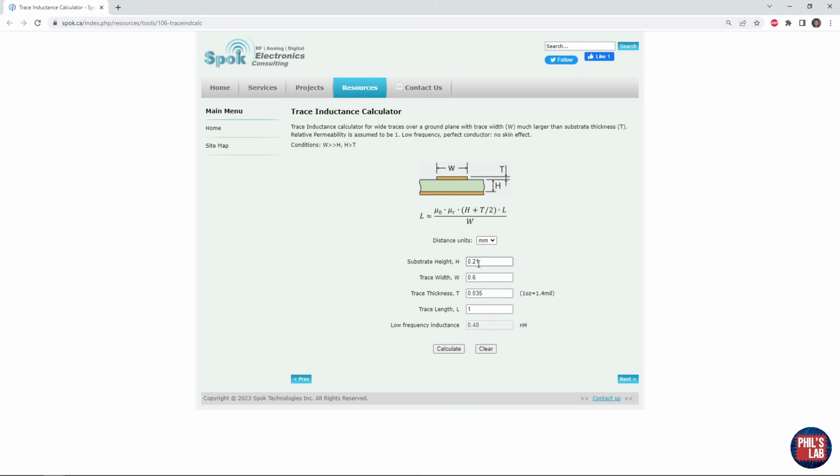Remember I said trace inductance has to do with loop area, so if we increase the substrate height, we can expect the inductance to increase, as we see here. Same thing goes for increased trace length. For a longer trace length, we increase our inductance.